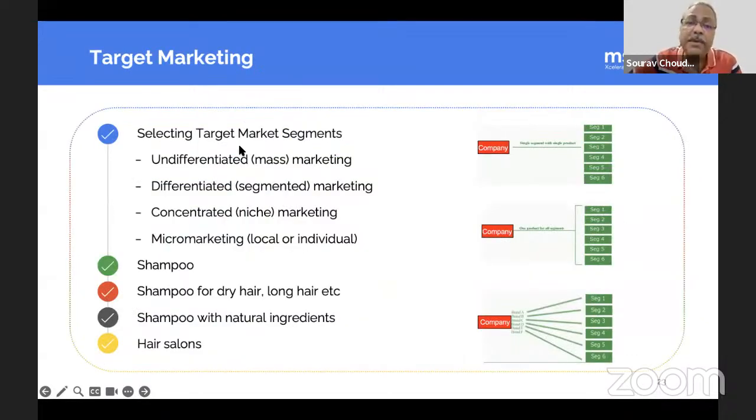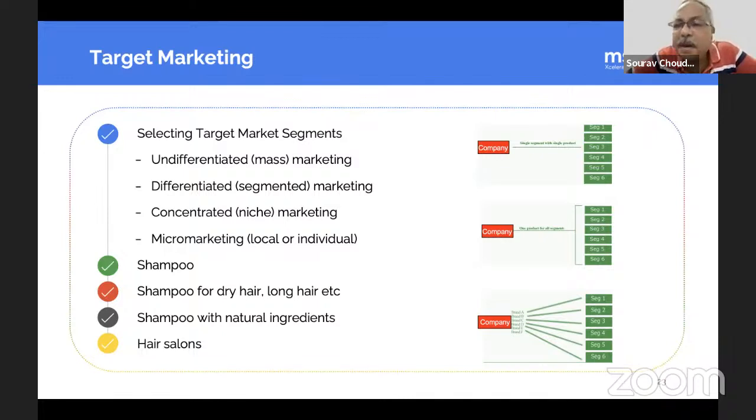Now, when I do the targeting from that segmentation, there can be 4 kinds of targeting. One is undifferentiated market. Suppose I do targeting for bottled water. Is there any difference between a Bisleri or a Kinley or an Aquafina or any other small brands available in local stores? No, right? If I have that kind of a product, it's called undifferentiated mass marketing. The whole population is my market. I don't need to segment that much. Everybody wants to drink water. Everybody buys bottled water. There is no differentiation in products, so I can sell it to everyone.